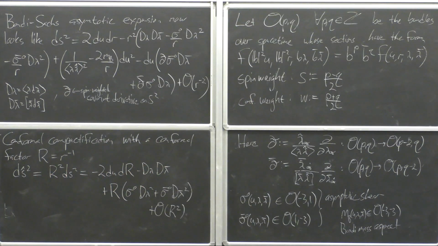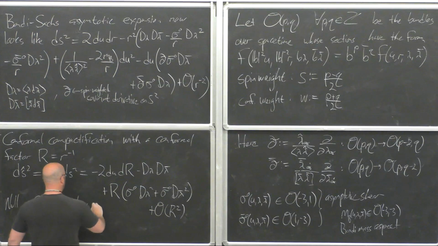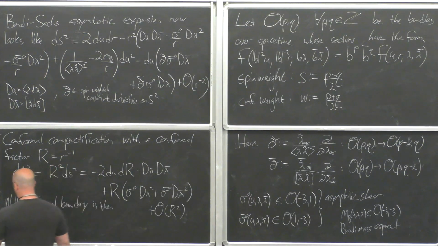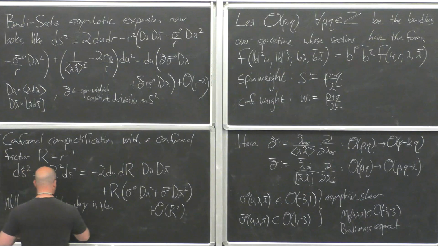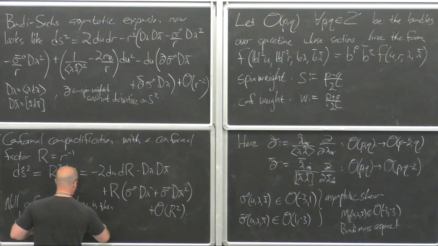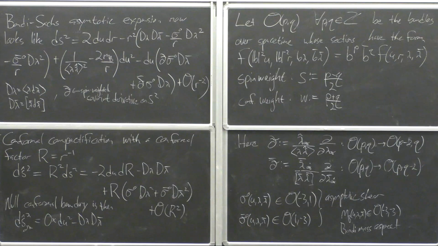So it's the usual story. We reach the conformal boundary by sending the conformal factor to 0, or 1 over r to infinity. So the null conformal boundary is then ds squared on scri plus, which is some 0 times du squared minus a conformal metric on the sphere. So we see the expected result.